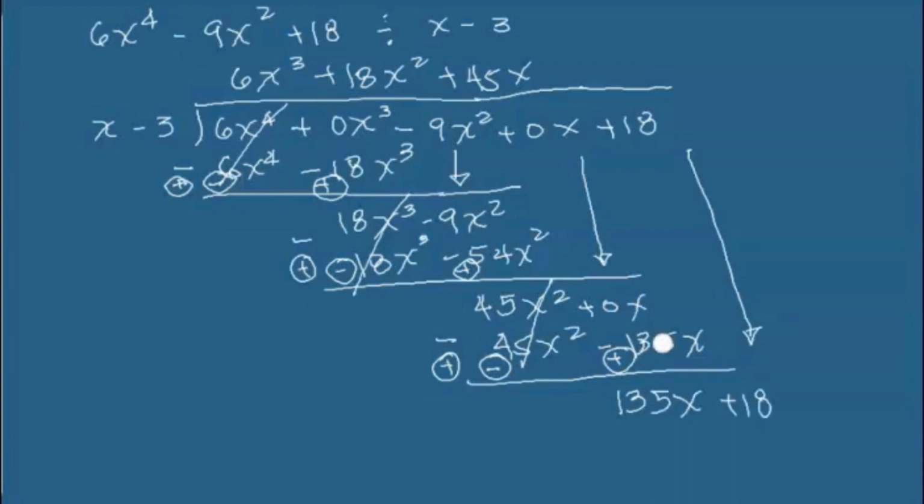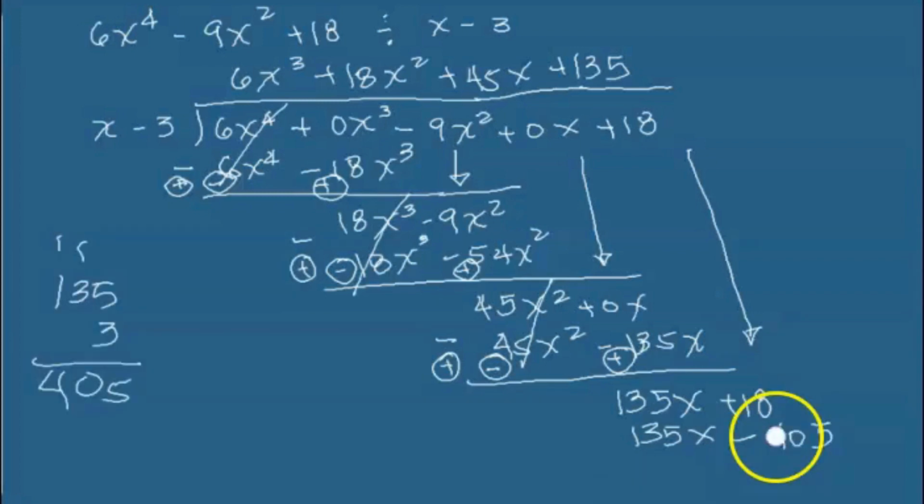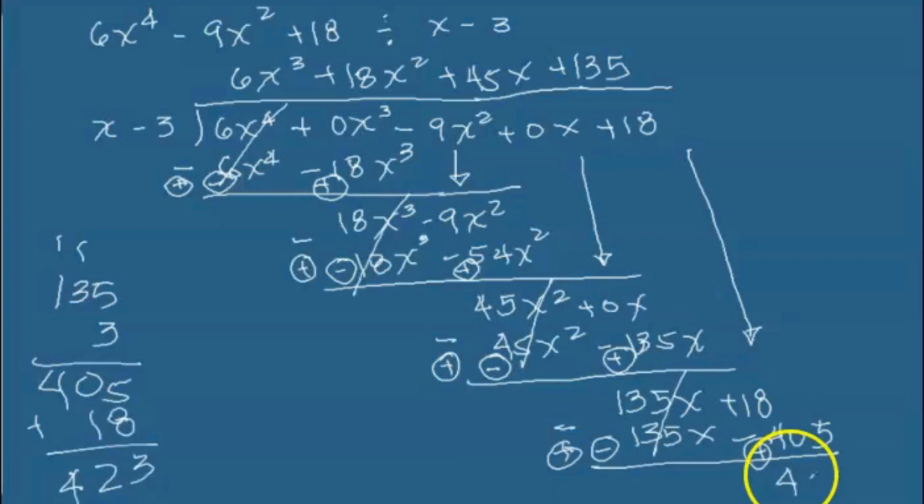135x divided by x is positive 135, and then multiply. We have 135x, and then 135 times negative 3 is negative 405. And then let's subtract by adding the opposite, so this cancels out. So this will be positive 423. This is our remainder. We write our remainder as 423 over x minus 3. So that's our answer.